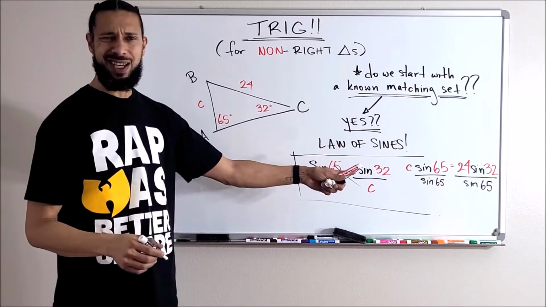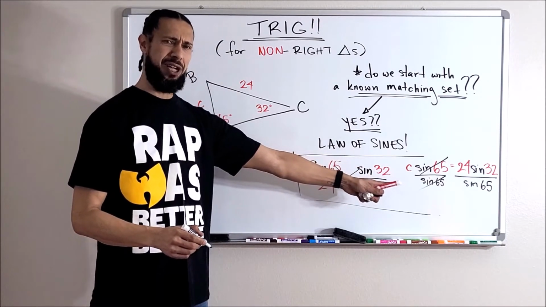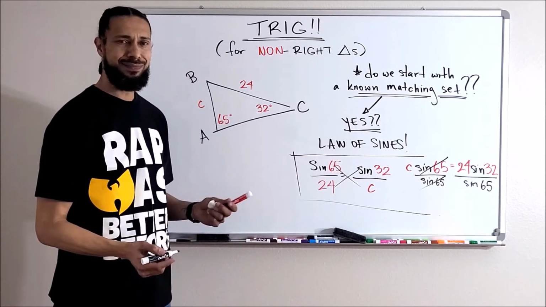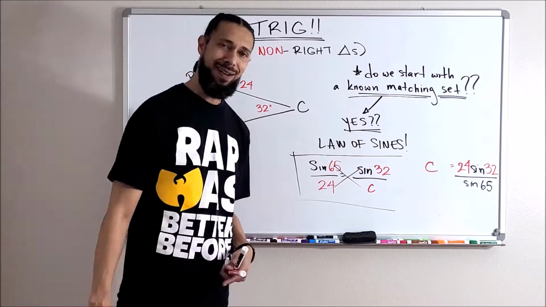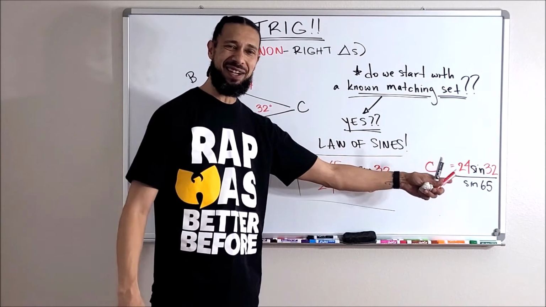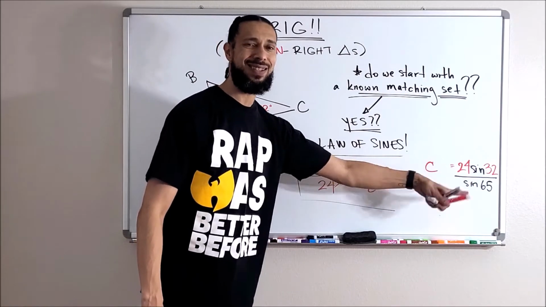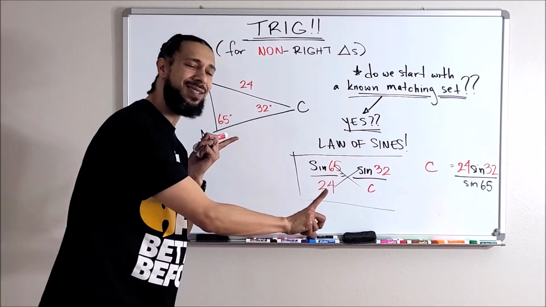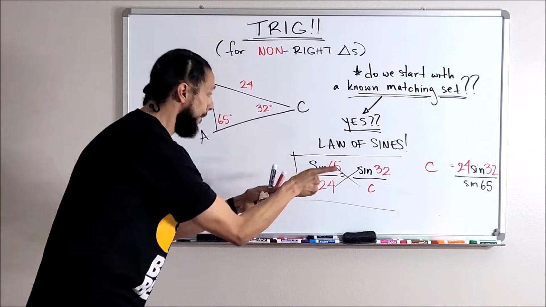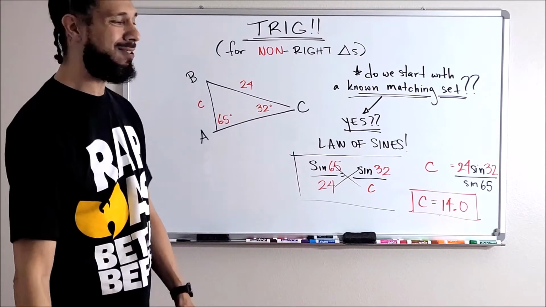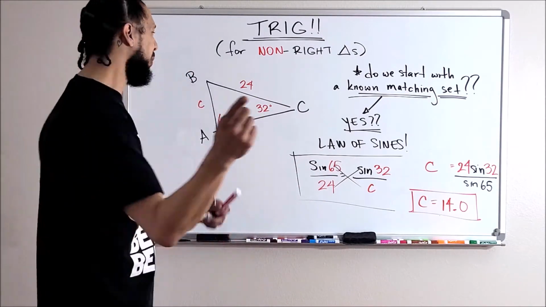And then don't those cancel out? Just like that. And then they can just be gone. And then of course, this just gets punched into your calculator: 24 times the sine of 32, all divided by the sine of 65. Yeah, 14.0. Let's go back to our picture and talk about that real quick.